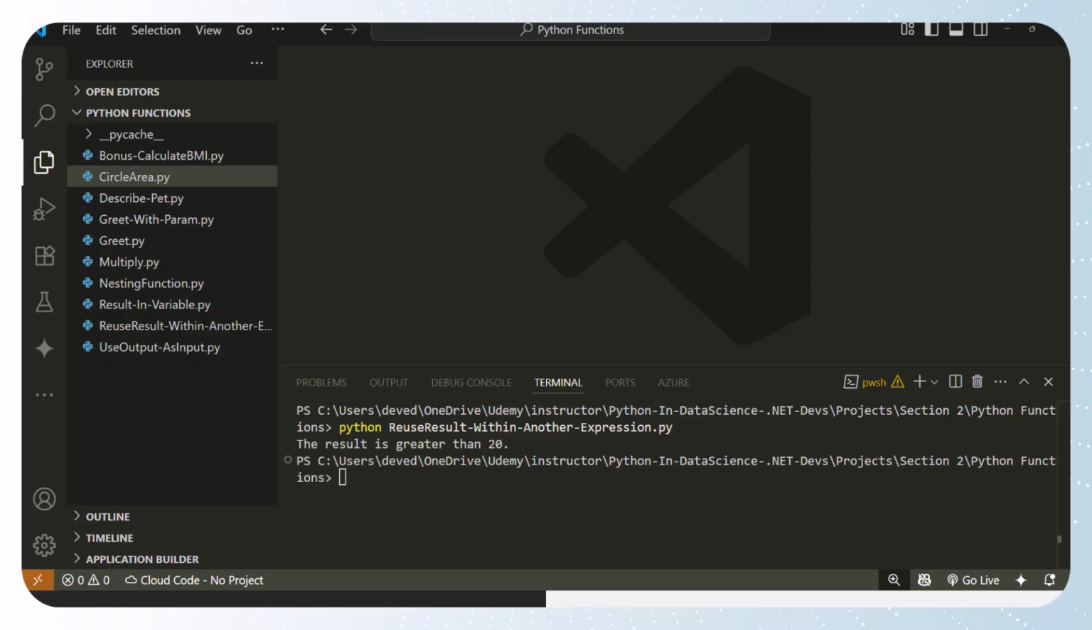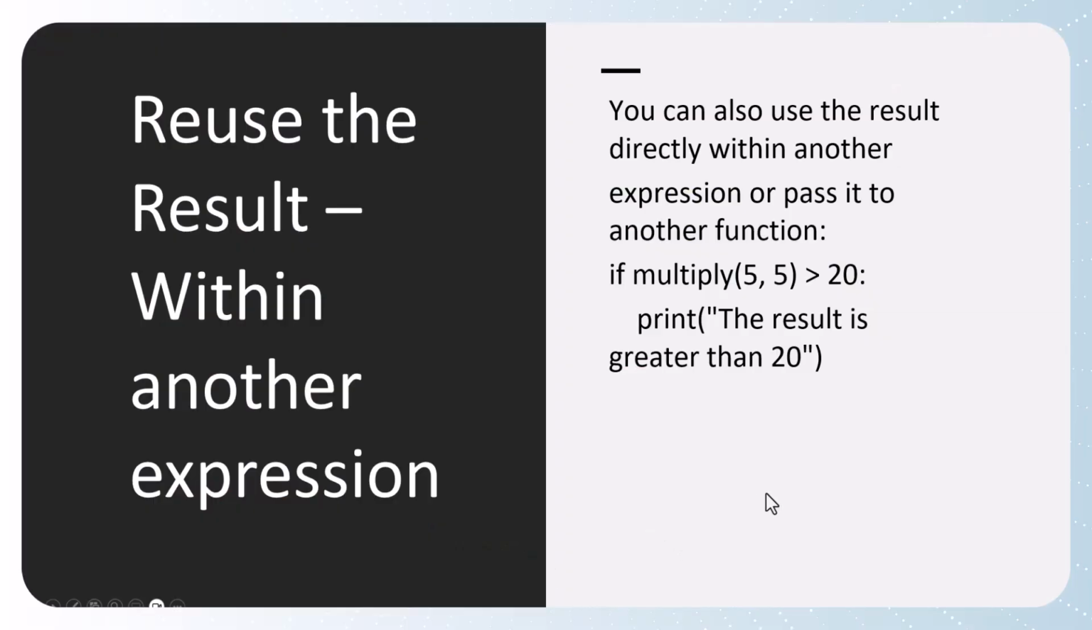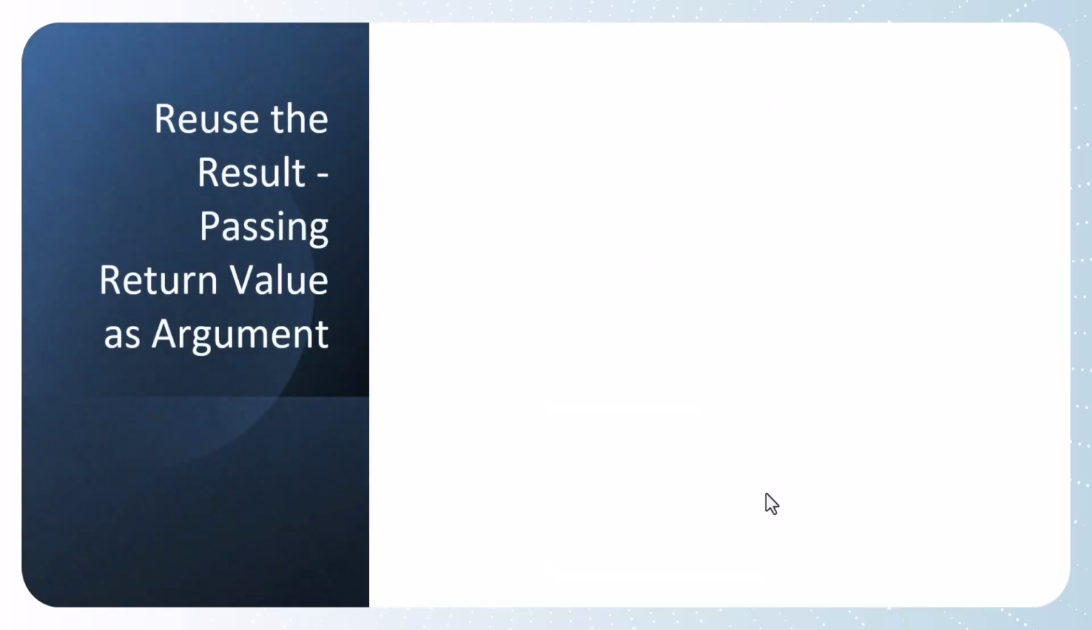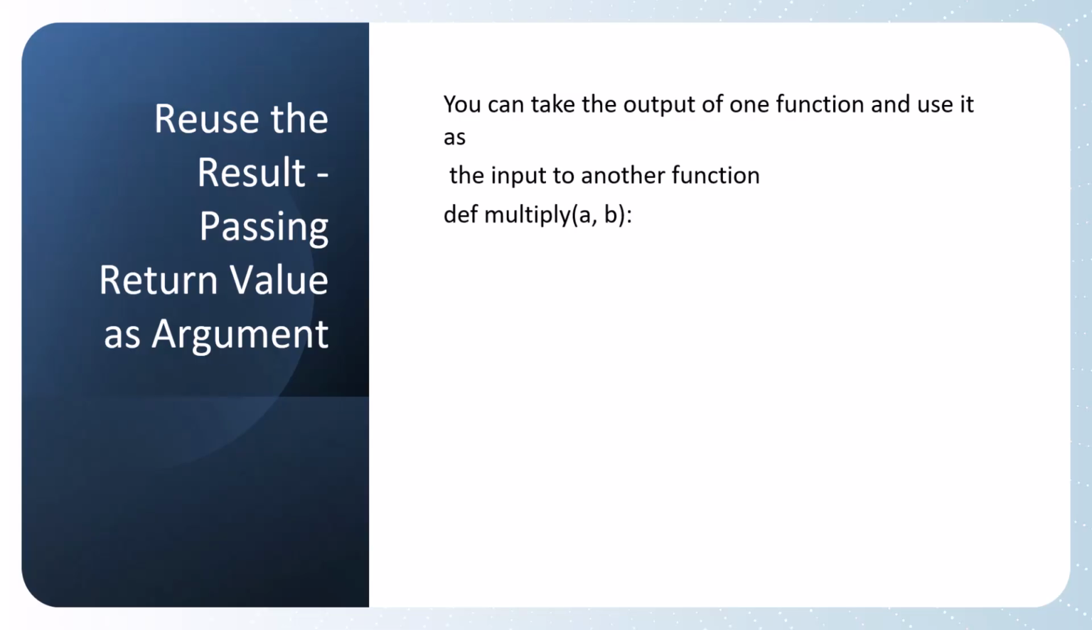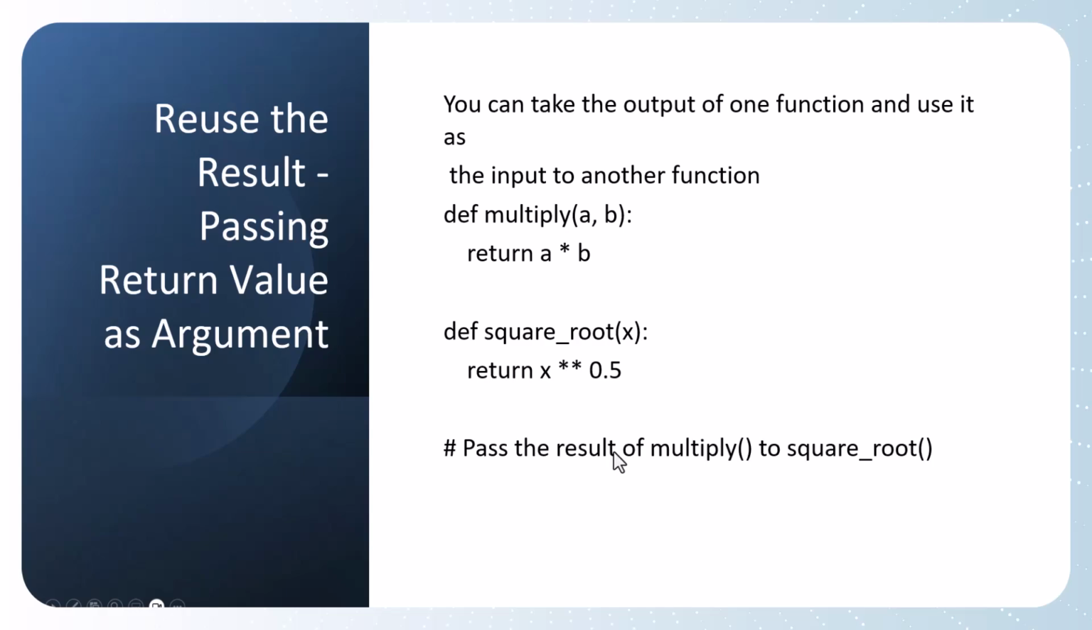Now, what is the next slide? Now we'll use the result, passing the return value as an argument. So you can take the output of one function and use it as input to another function. We have this multiply function again, and we've created another square_root function which takes a parameter or argument x and returns x to the power 0.5, that is, double asterisk, x to the power 0.5, which is square rooting x. Then pass the result of multiply to square_root.